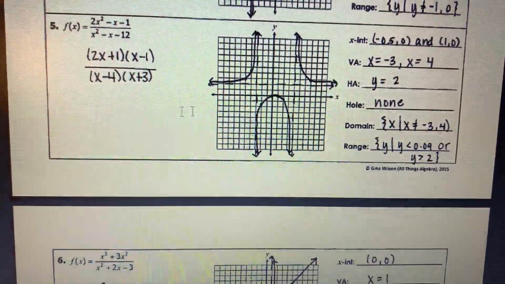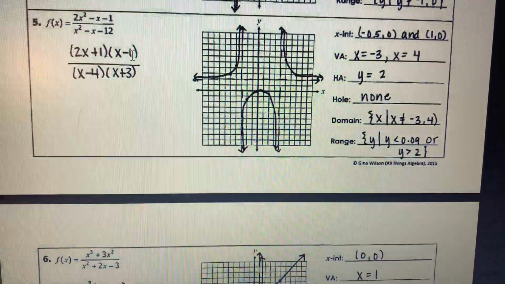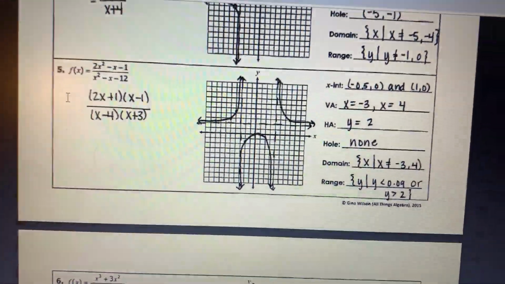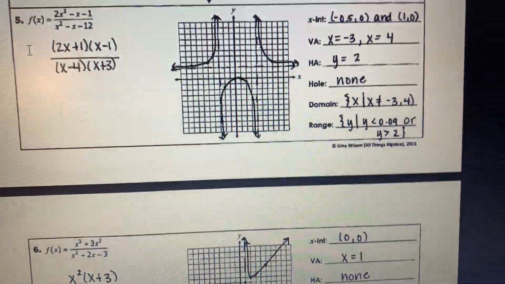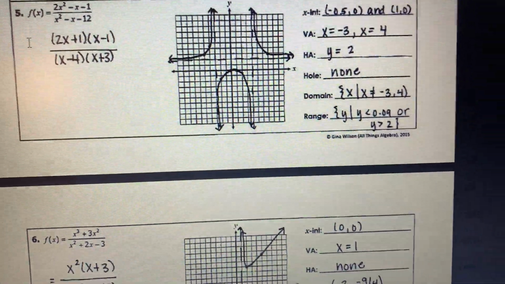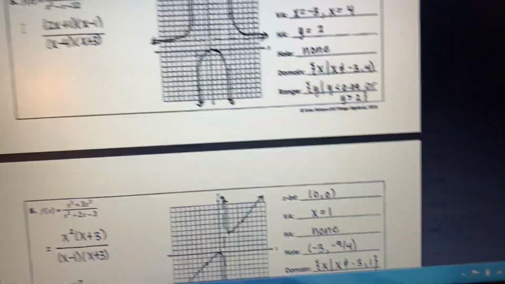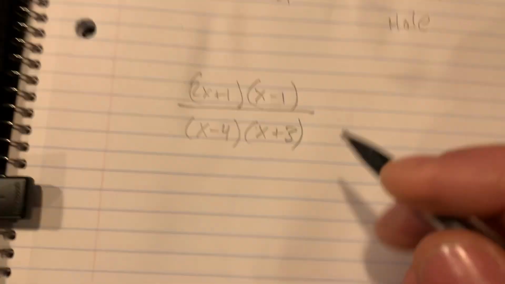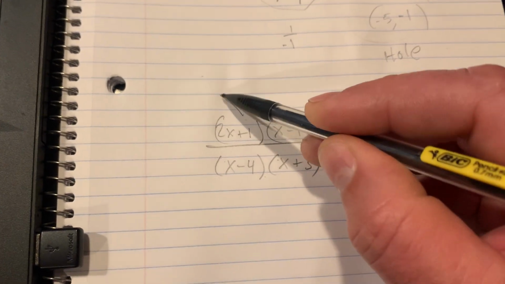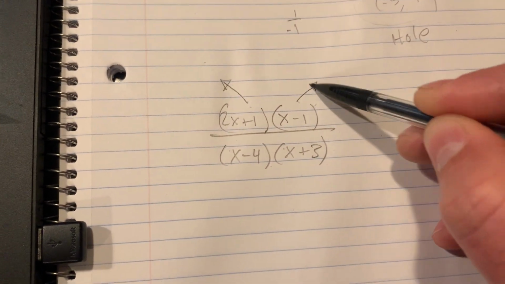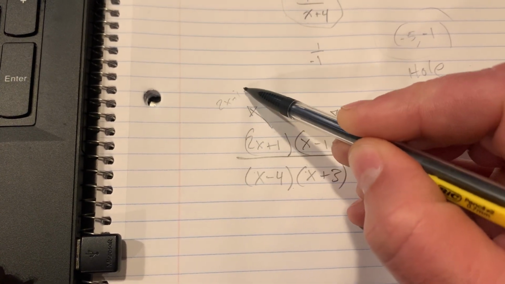And so let's go back to, okay, well, how do we find our x-intercept then? Well, the x-intercept is when, you know what, let me do this on paper so you can see it. I got 2x plus 1 times x minus 1 all over x minus 4 times x plus 3. All right. So the x-intercept is when you have 0 in the numerator. So for each of these factors, there's an x value that'll give you a 0. And how do you find that? Well, you just take this factor, you set it equal to 0, and you solve.